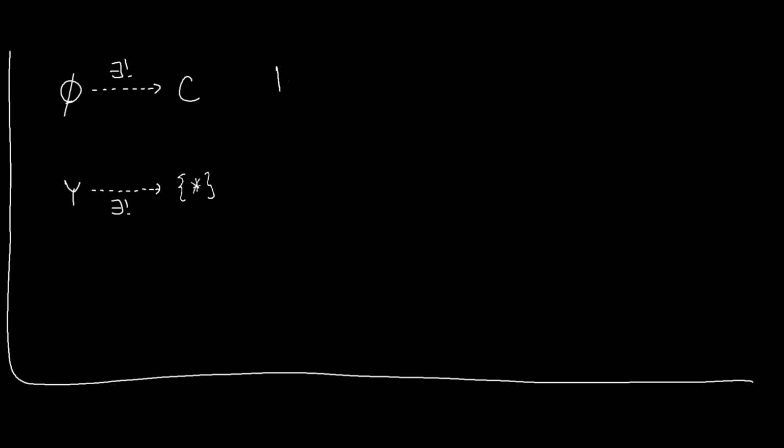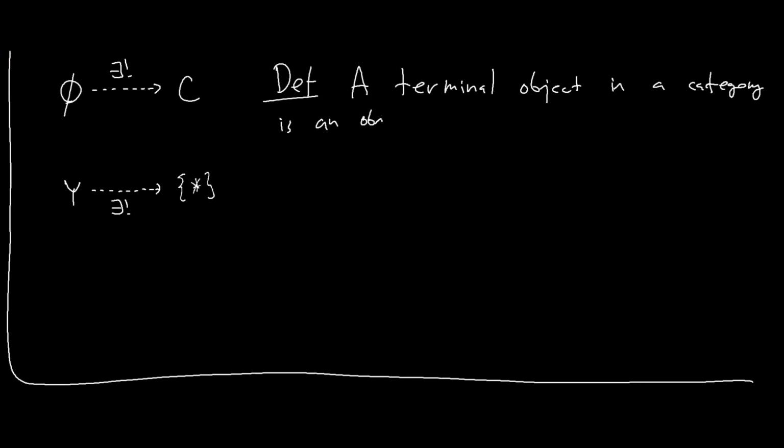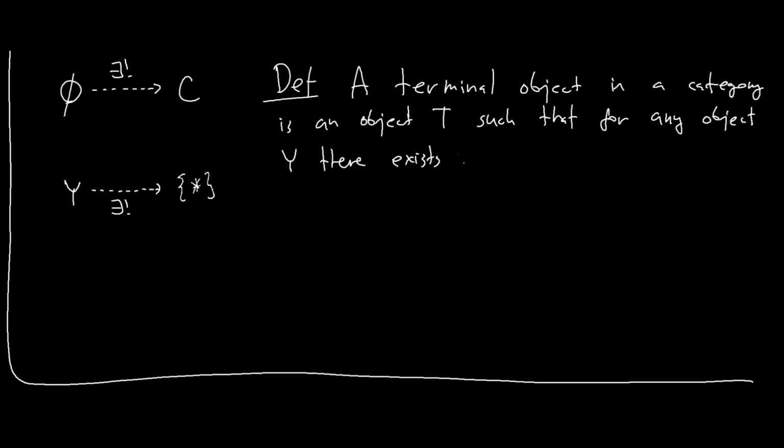This brings us to the notion of a terminal object. A terminal object in a category is an object, let's see, T, such that for any object y, there exists a unique morphism from y to T.